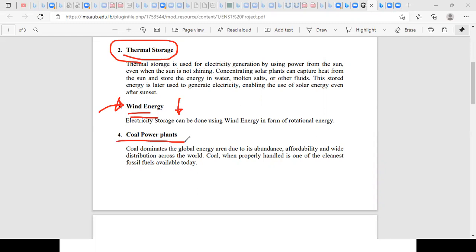So one of the strategies, other than fossil fuels, is to use coal power plants, which dominate the global energy area because coal is abundant. It's now more affordable than fossil fuel, and it's widely distributed across the world. And coal also is less harmful for the environment. So when properly handled, it's one of the cleanest types of fossil fuels available today, not like the fossil fuels that we are relying on now, like diesel and other gasoline, which are producing a lot of harmful products.